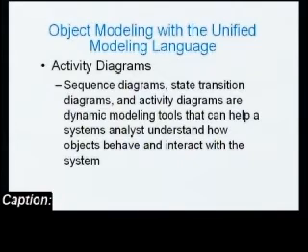Sequence diagrams, state transition diagrams, and activity diagrams are modeling tools that can help a system analyst understand how objects behave and interact with the system. Class diagrams, on the other hand, are static models which show the structure of the objects to be used in a computer system.